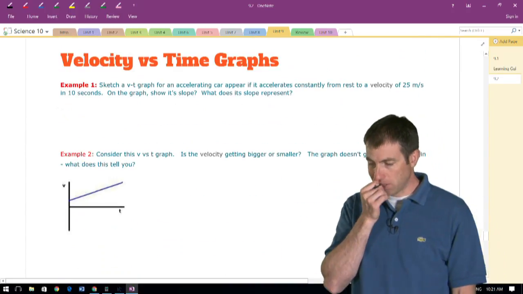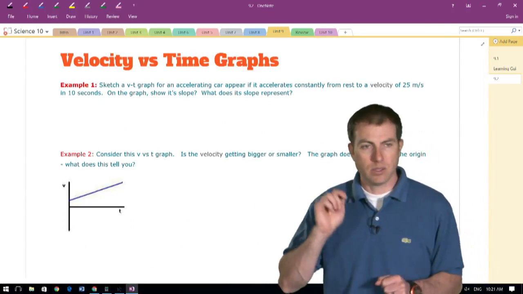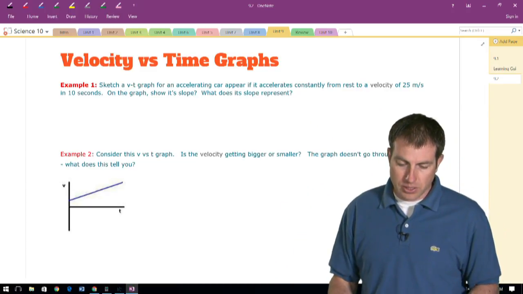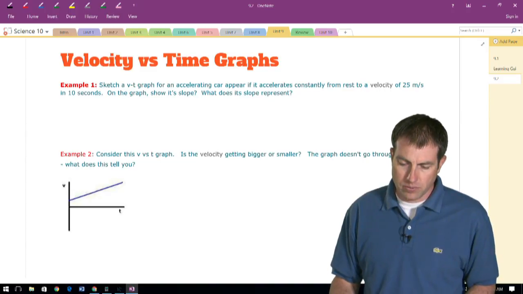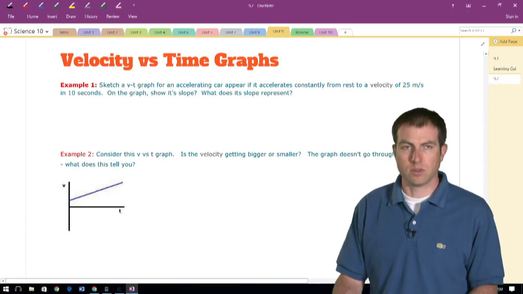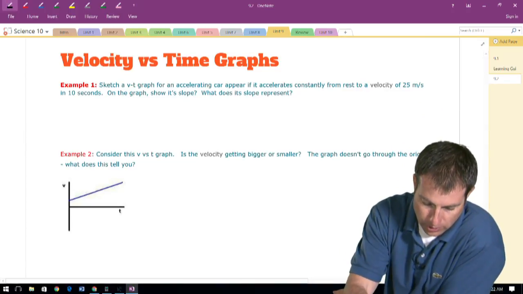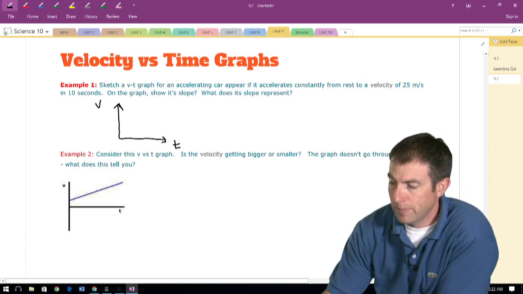All right, let's look at a couple examples, and then we'll look at the learning guide, and then we'll maybe call it quits. Sketch a velocity time graph for an accelerating car. It accelerates constantly from rest to a velocity of 25 in 10 seconds. On the graph, show its slope. It's just very poorly worded. That's okay. All right, so we have a graph. We're just sketching it. Doesn't have to be beautiful. We have a velocity time graph.